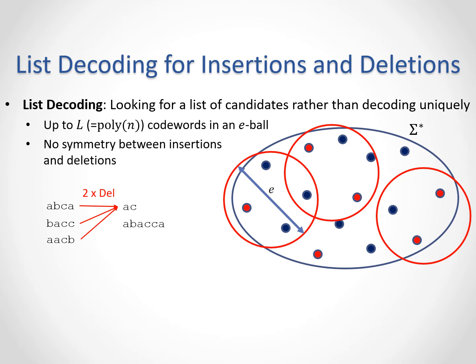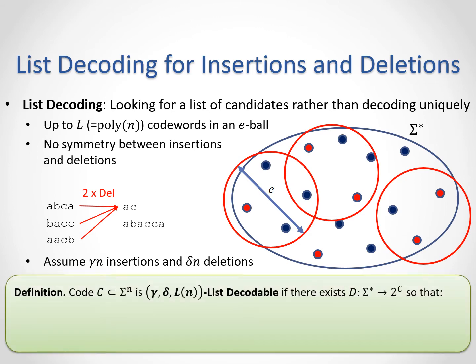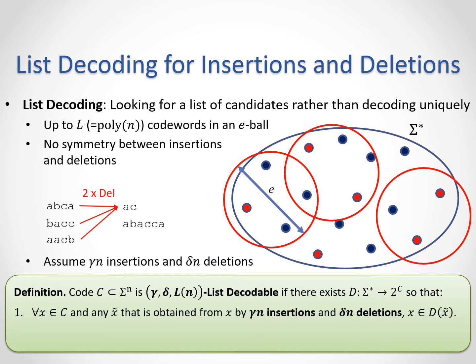For this reason, when we are talking about list decoding for insertions and deletions, we should distinguish between the fraction of insertions and deletions that are involved. And from now on, we indicate the fraction of insertions with gamma and fraction of deletions with delta. And here is a formal definition of a (gamma, delta, L) list decodable insertion-deletion code. For any word x tilde, we define the function D of x tilde as the set of all code words from which x tilde can be obtained by applying gamma n insertions and delta n deletions. And with this definition, a (gamma, delta, L) list decodable code would be defined as a code for which the size of D of w for any word w is smaller than L of n. And note that L can potentially be a function of n.